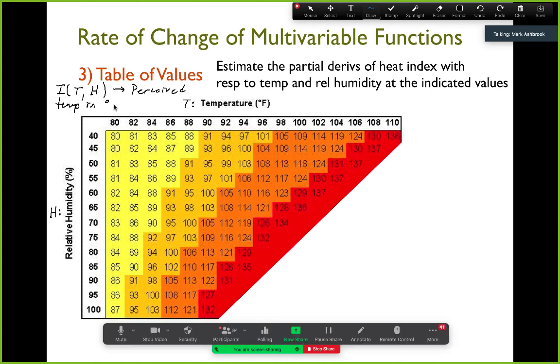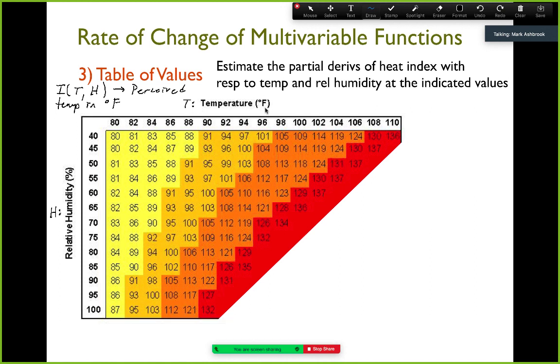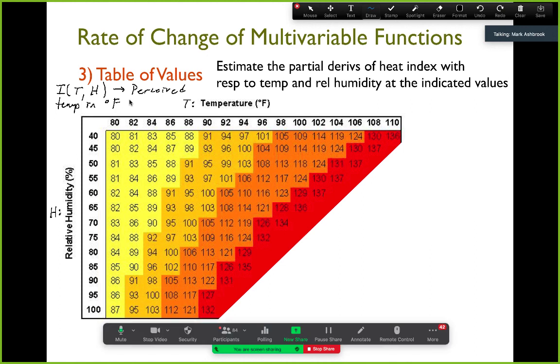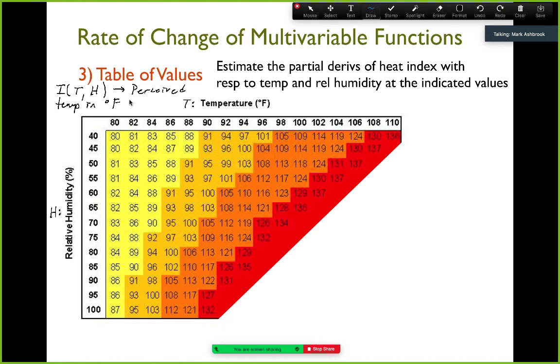That's also in degrees Fahrenheit. So this independent variable, temperature, is actual temperature in degrees Fahrenheit. The output of your function is also degrees Fahrenheit, but it's like how hot it feels, or the perceived temperature. And that's a multivariable function. Given, for instance, a temperature of 90 degrees and a relative humidity of 45, the function tells us what the perceived temperature is. What is the perceived temperature when T is 90 and H is 45?